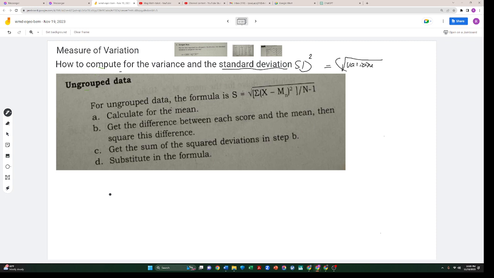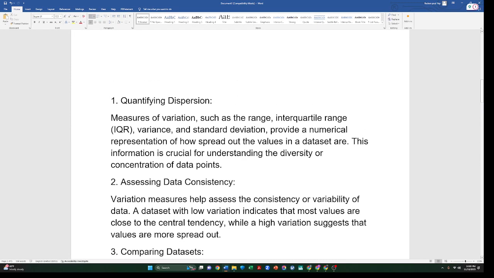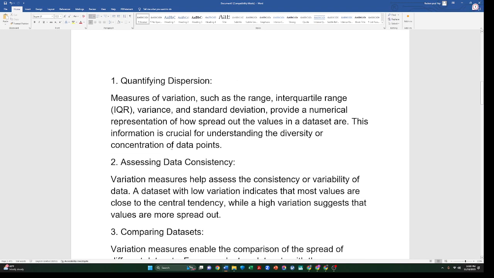And then, the measures of variation are the range, interquartile range, quartile deviation, the mean deviation, and then the variance and standard deviation. Okay? And then, let me tell you how important the measures of variation are, which is why we compute them.